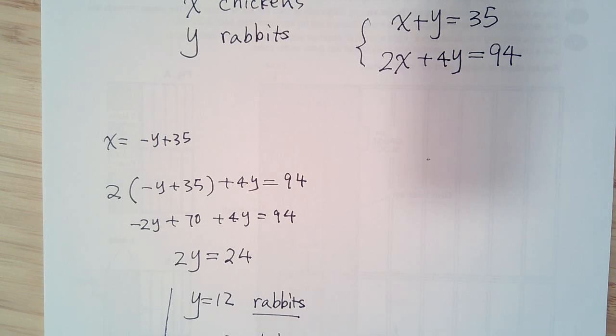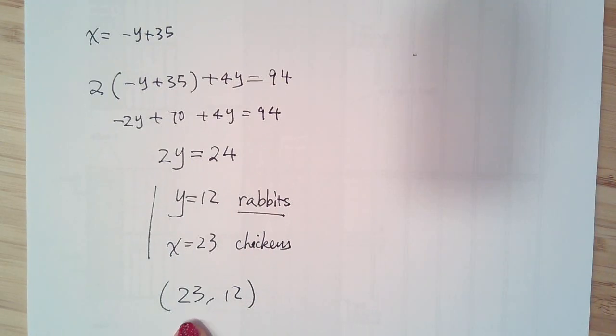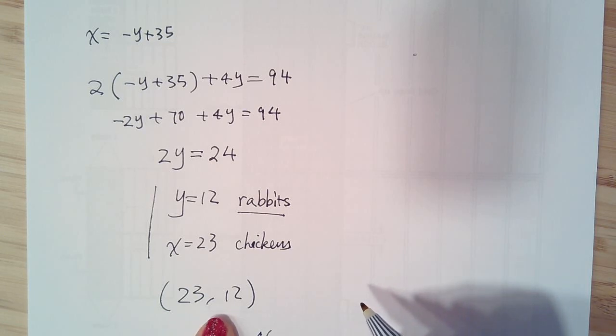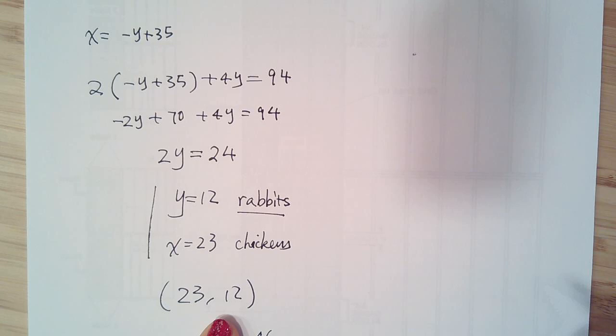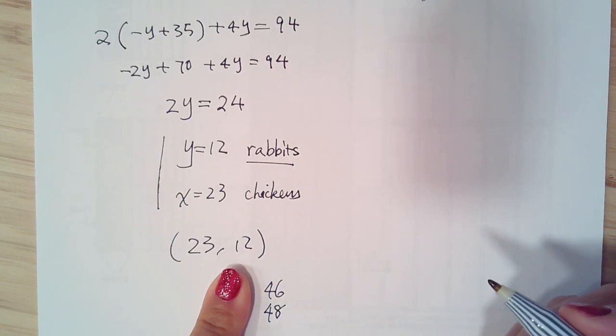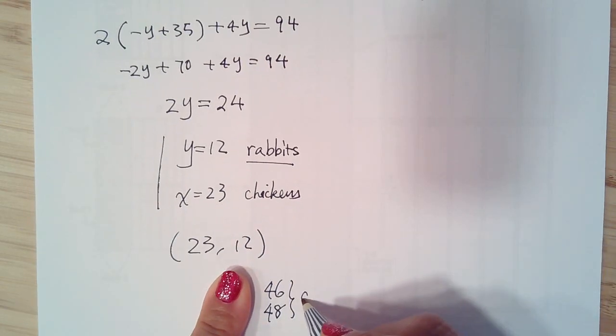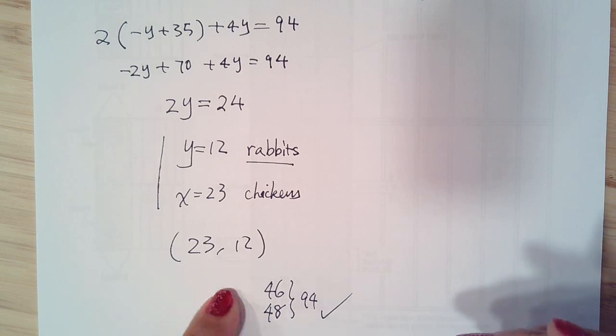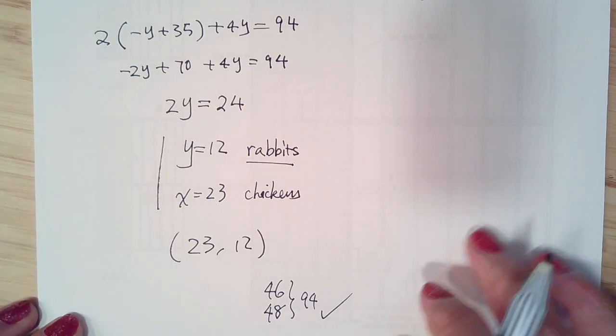Is that right? Do they add up to 35? Yes. So 23 chickens, total is 46 legs, and 12 rabbits, so that's 48 legs, and altogether that's 94 legs. So that's right. Okay, so this is the substitution method.